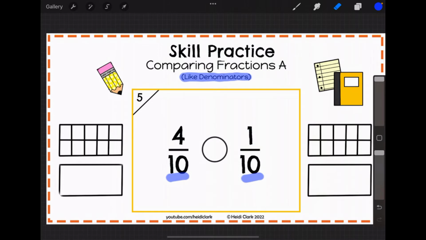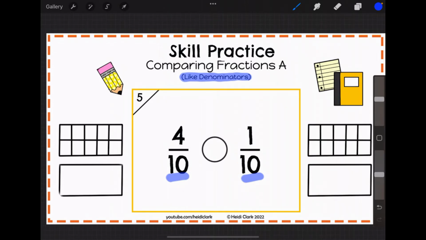So since the two denominators are the same, they don't matter. These two cakes have been split up the same way. So we do need to look at the numerator. The numerator is how many pieces you get. So just looking at 4/10 versus 1/10, would you rather have 4 pieces or 1 piece?